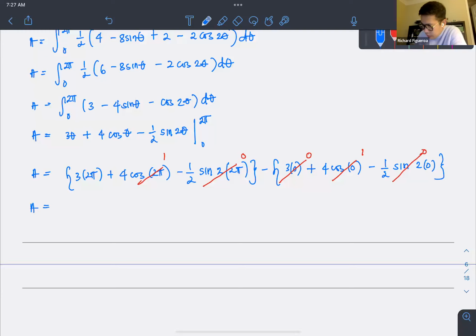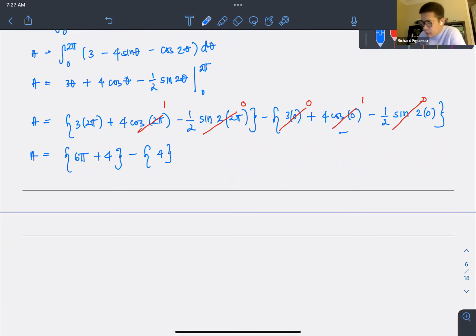So what will remain there is 3 times 2 pi, which will be 6 pi, and then 4 times 1, that would be plus 4. That will be 0 minus, what remains is here, 4 times 1, that would be 4. And then 4 minus 4 will be 0. So therefore, the area will be 6 pi square units. Okay, so that will be the area then.